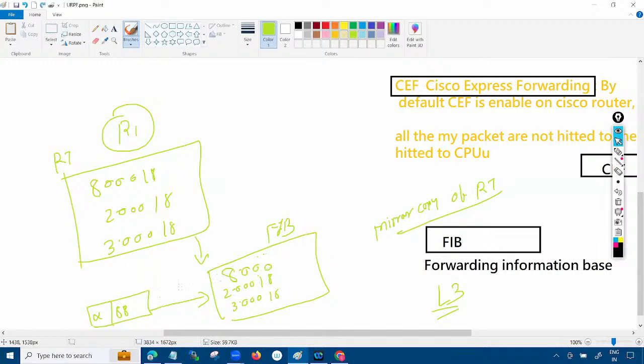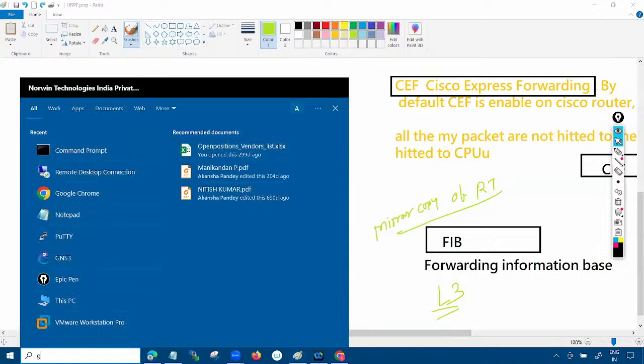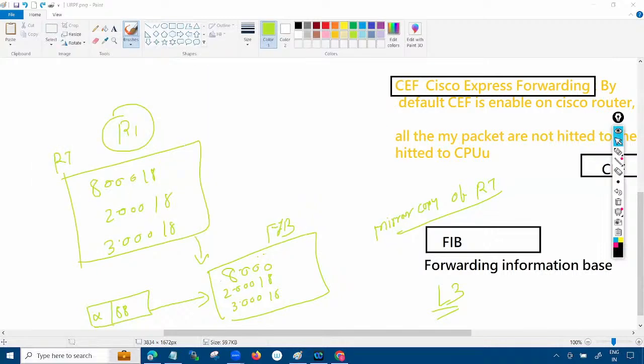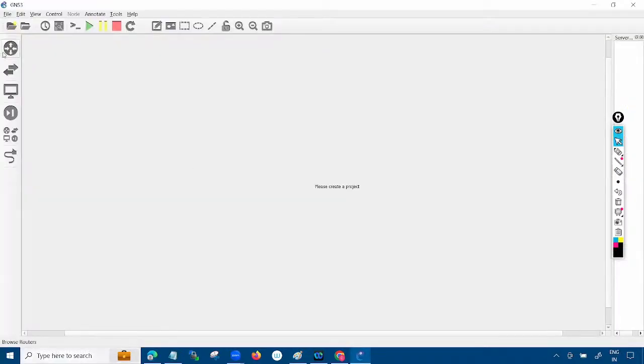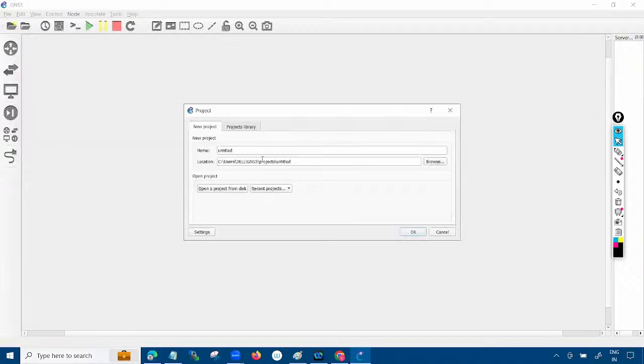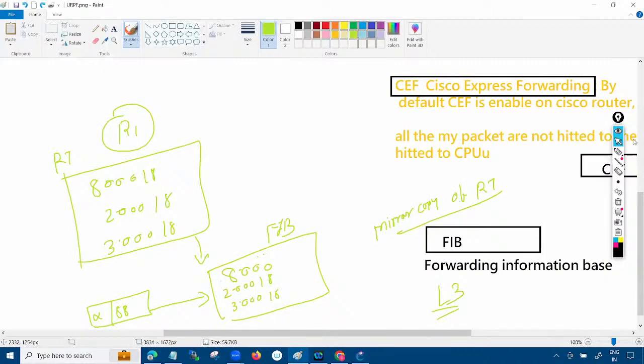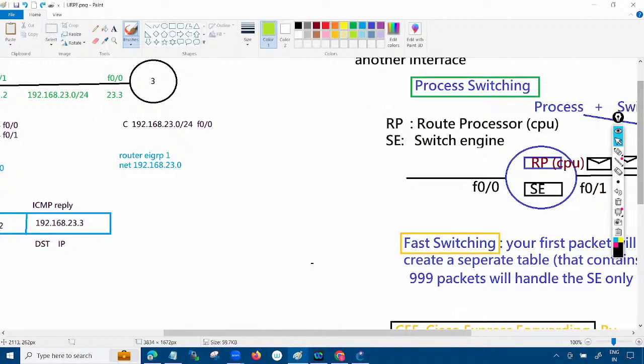So all the layer 3 information is maintained by the FIB table and layer 2 is maintained by the adjacency table. All your MAC information, like the ARP process, is maintained in the adjacency table. By default, CEF is enabled. You don't enable it. The process switching and fast switching are not used nowadays.